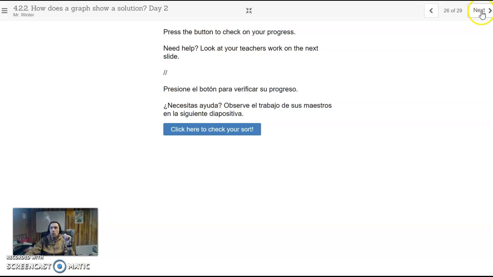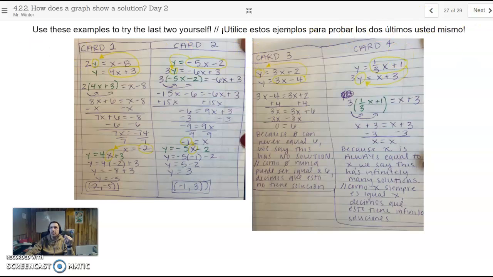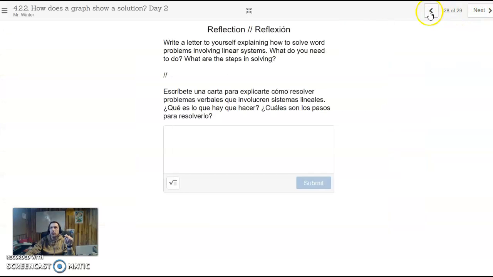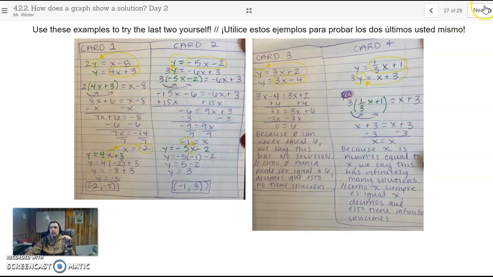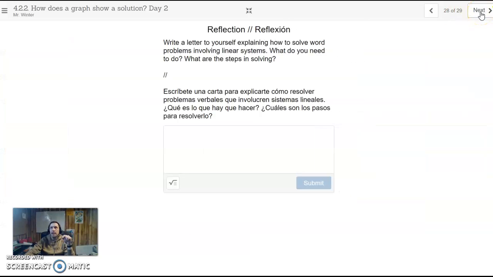Then you can always look at your work on slides 27 and 28, or slide 27 walks through how to do those and which ones work. And then slide 28, take a moment if you haven't, write a letter to yourself. How will you do this process?